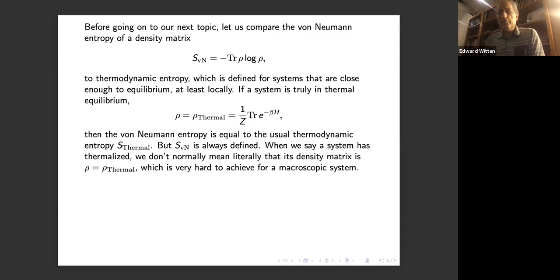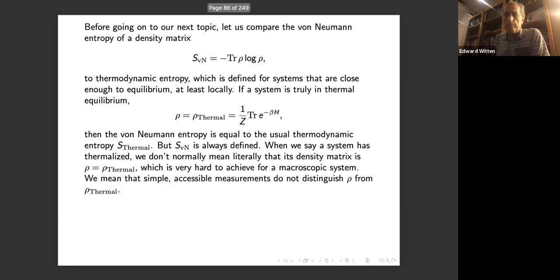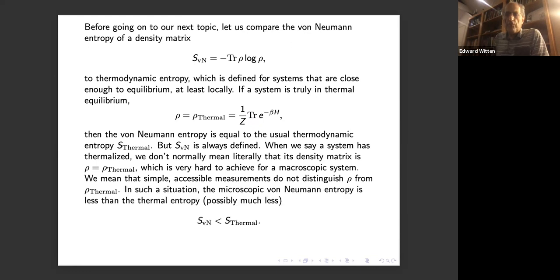When we say a system is thermalized, we don't normally mean literally its density matrix is rho thermal, which is very hard to achieve for a macroscopic system. We mean that simple accessible measurements don't distinguish rho from rho thermal. In such a system, the microscopic von Neumann entropy is less than the thermal entropy, possibly much less. It can never be more because the density matrix that maximizes the entropy for given energy is the thermal density matrix. So any other density matrix of the same energy has less entropy.